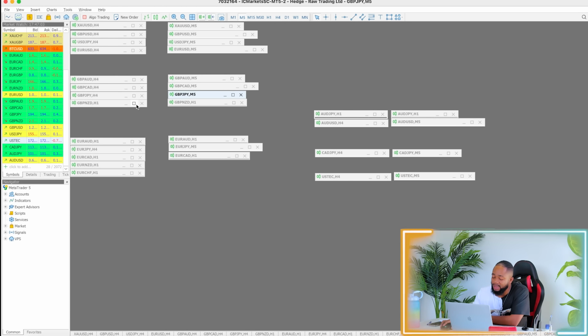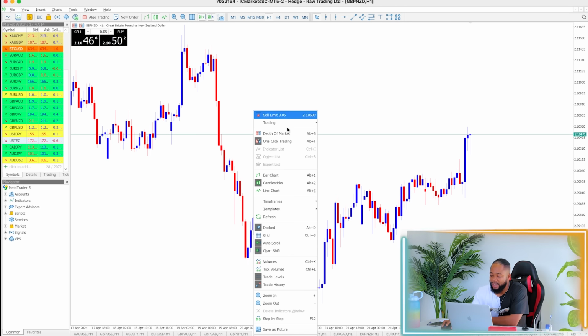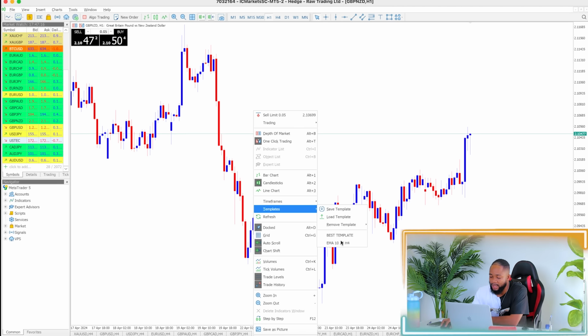All right, so in most cases, you just have to have a plan, and you only take a setup that aligns with your plan. So that is that. Let's go to Great Britain Pound NZD. If we drop our indicator here, we can see it's not there.